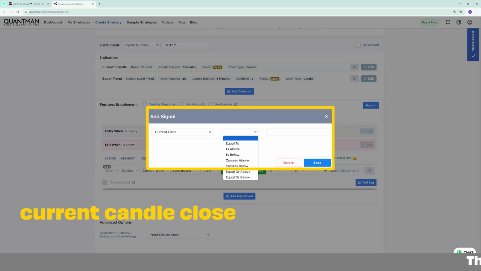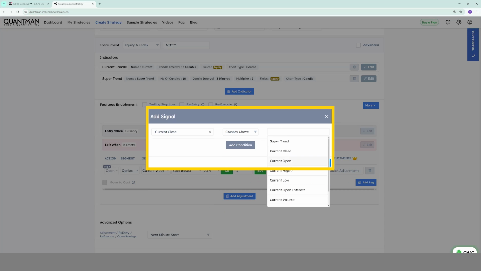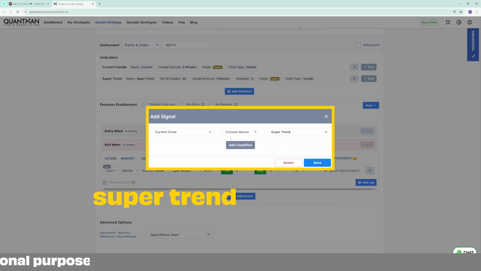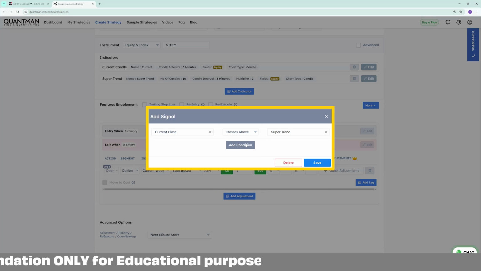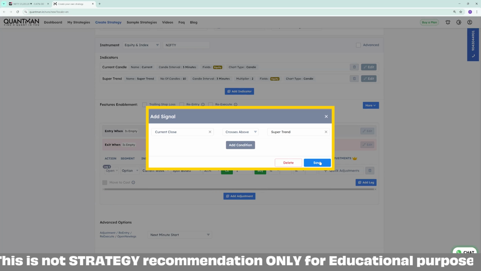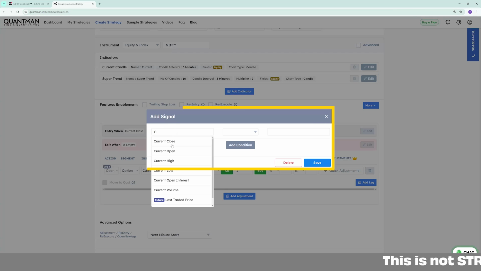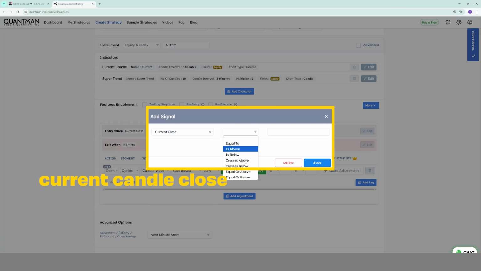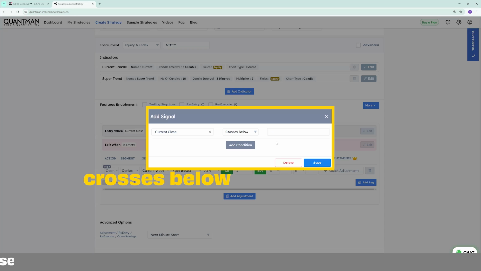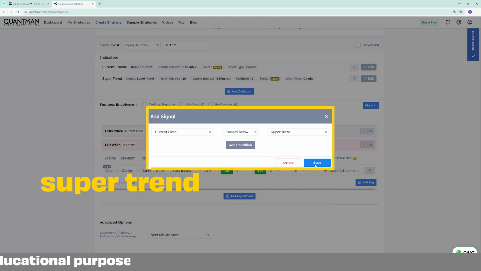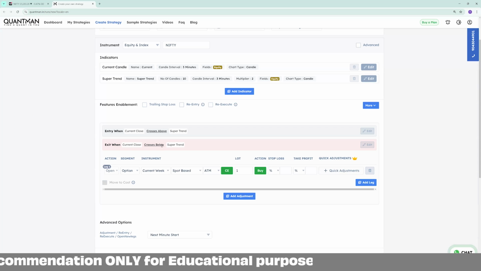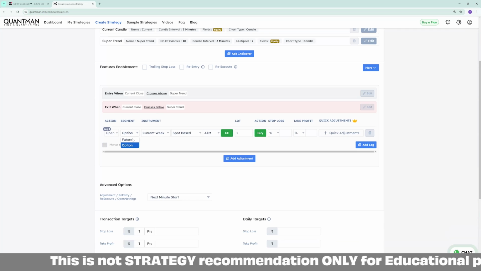Current candle close crosses above Supertrend. It's bullish. Okay, it's a trend changing candle. Next, current candle close crosses below Supertrend. It's a trend exit.